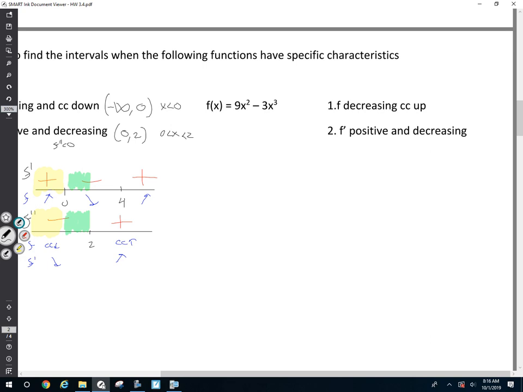Let's do 9x squared minus 3x cubed. All right. 18x minus 9x squared. Find when this possibly changes sign. X is 0 and 2. Do the same for the second derivative. Sign analysis.